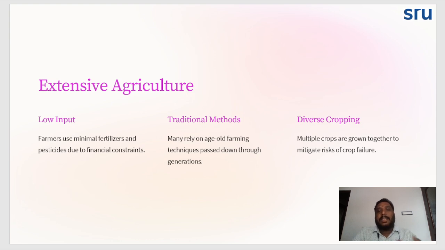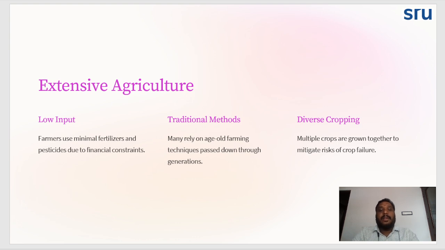Drought resistant varieties may or may not be available in all the crops, or if they are available, they are not available in the same place also. So that can be a restriction. Due to these characters, there can be chances of more extensive agriculture only.